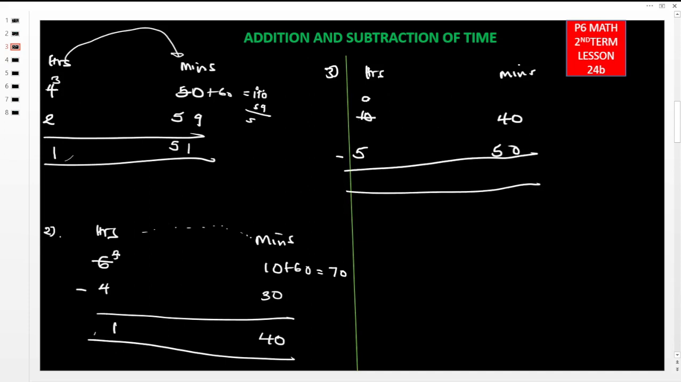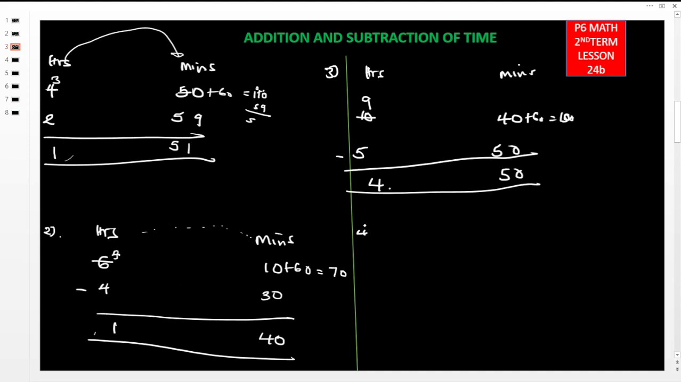So we regroup, we remain with 9 hours, we bring our 60, which makes this one 100 minutes. Now 100 minus 50, we remain with the 50. The 9 take out this one, we remain with the 4 hours. So 4 hours and 50 minutes.